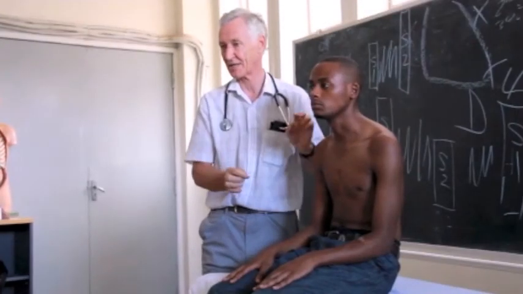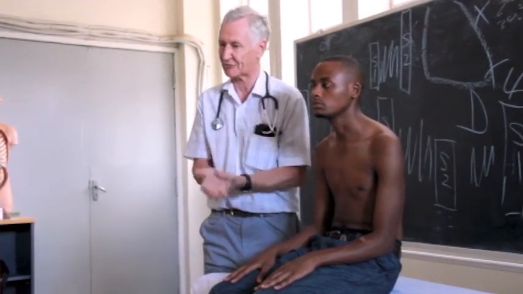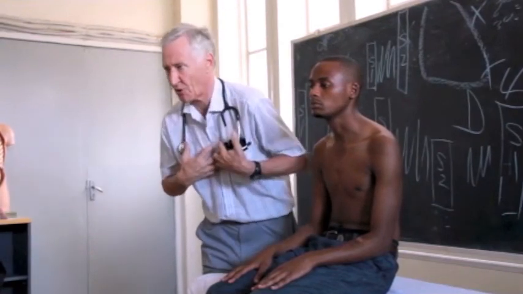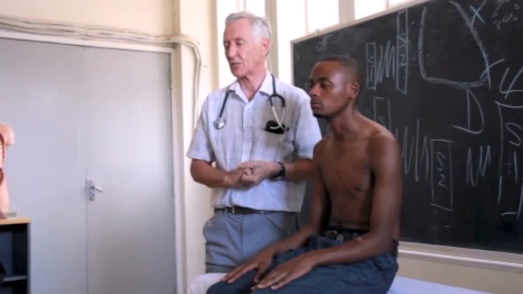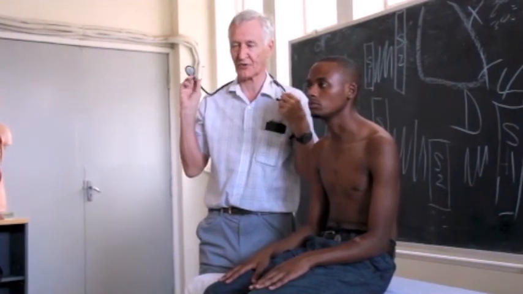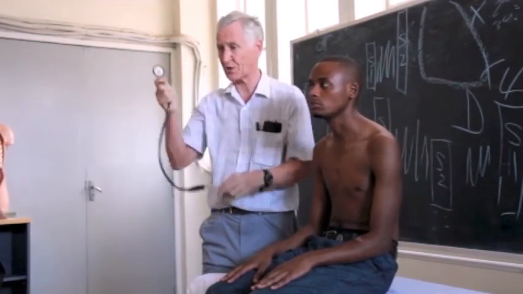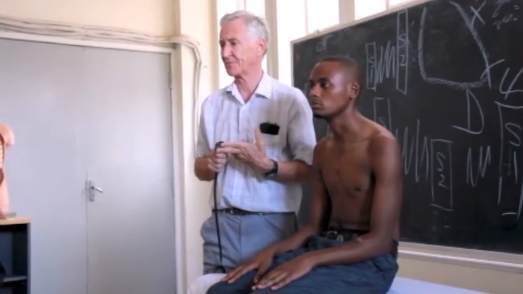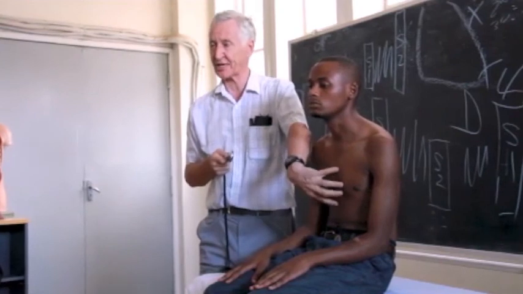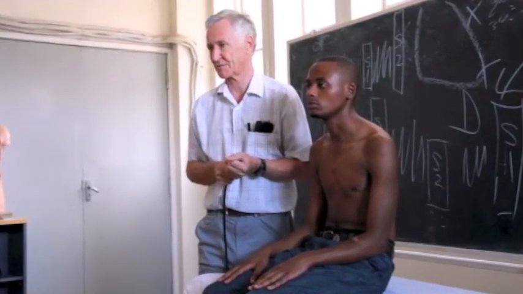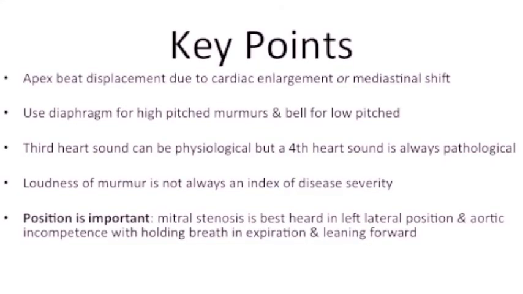I've emphasized mitral stenosis in the left lateral position. Aortic incompetence, leaning forward, breathing out. And finally, which part of my stethoscope do I use for auscultation? In principle, we use the diaphragm, or the flat part of the stethoscope, for everything except mitral stenosis. That's an easy way of remembering it.